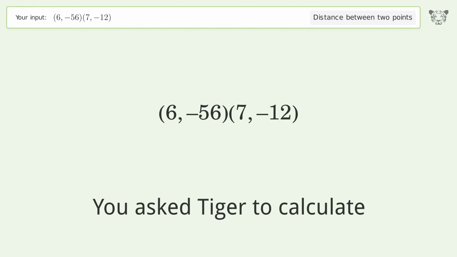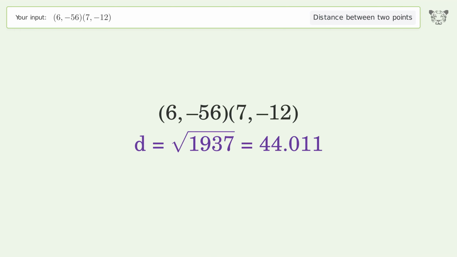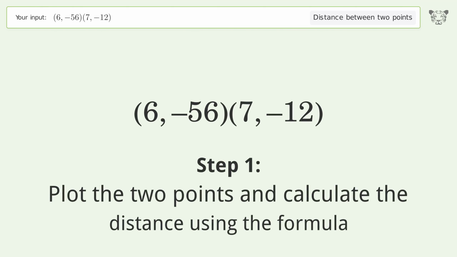You ask Tiger to calculate. This deals with the distance between 2 points. The distance between the 2 points is the square root of 1937, or 44.011. Let's solve it step by step. Plot the 2 points and calculate the distance using the formula.